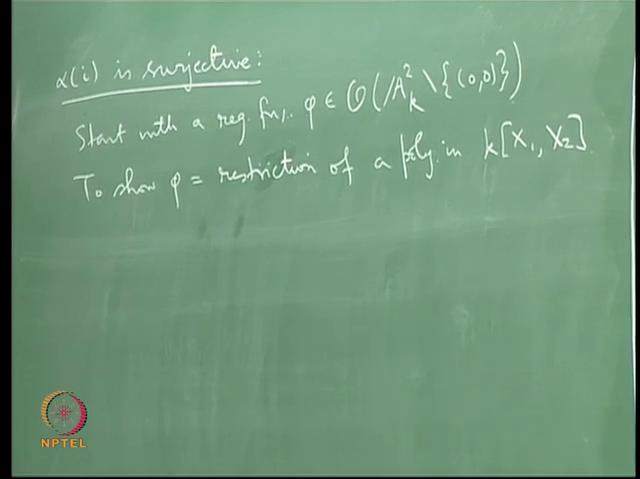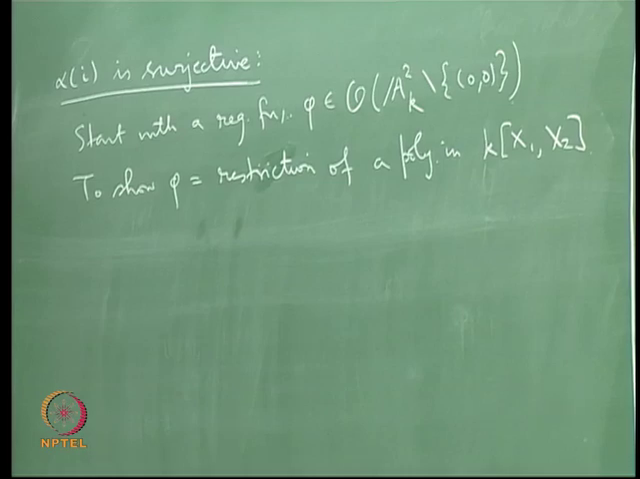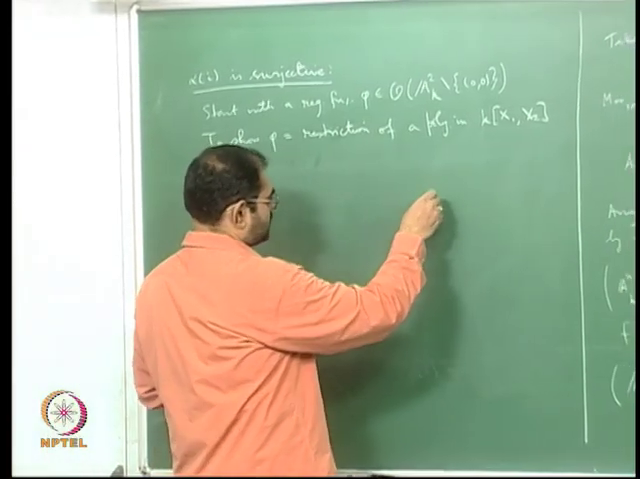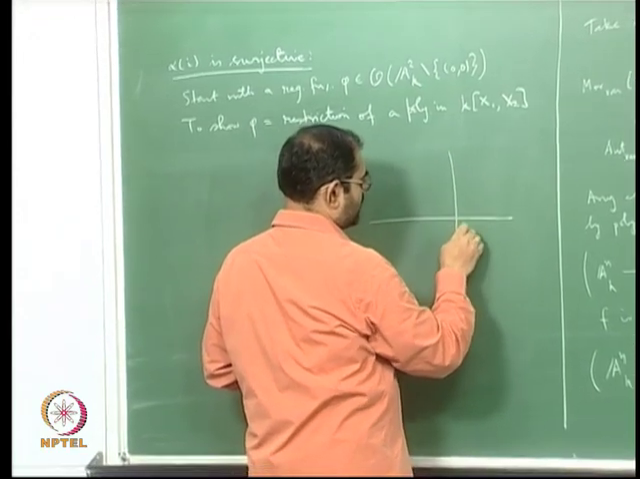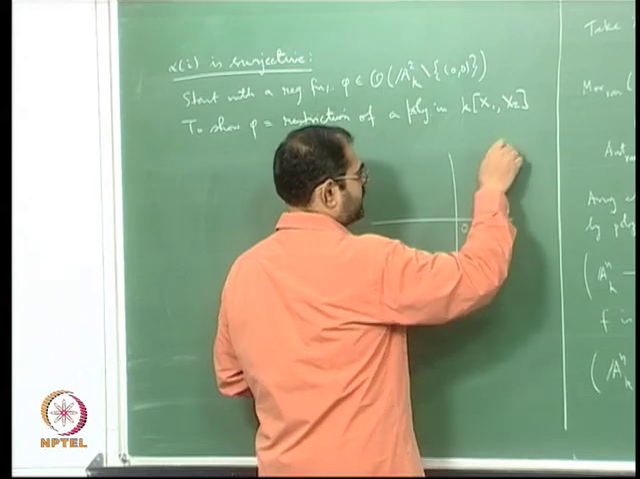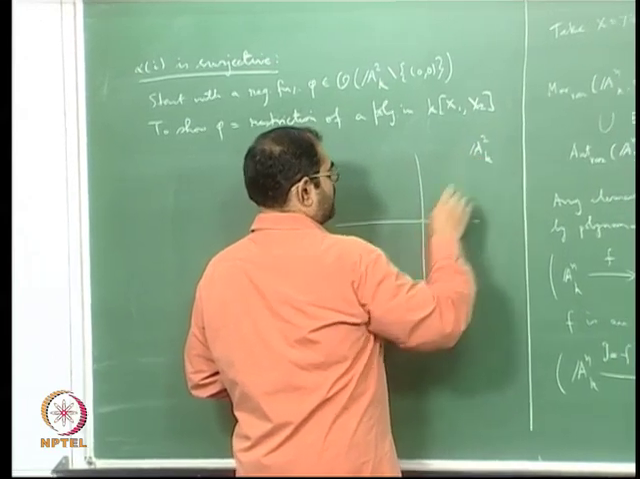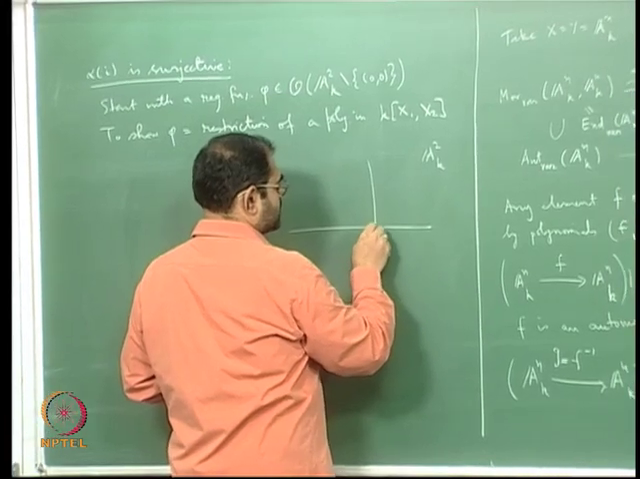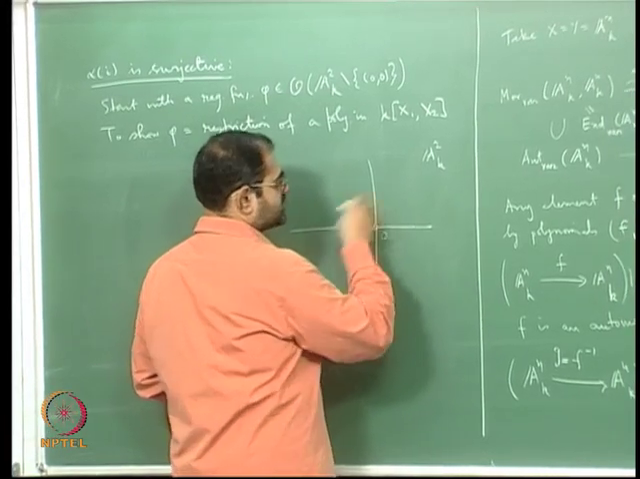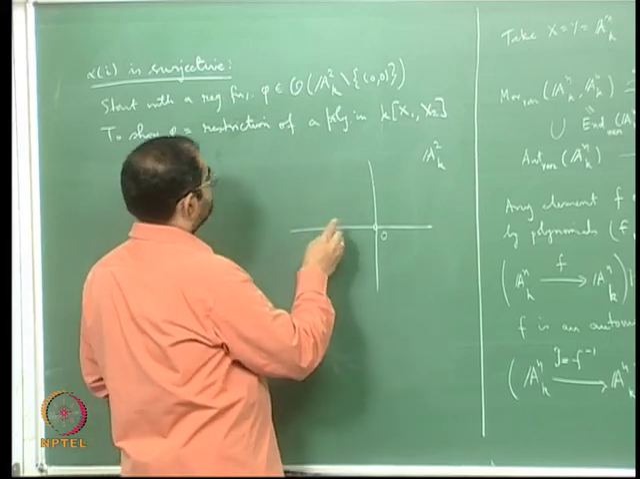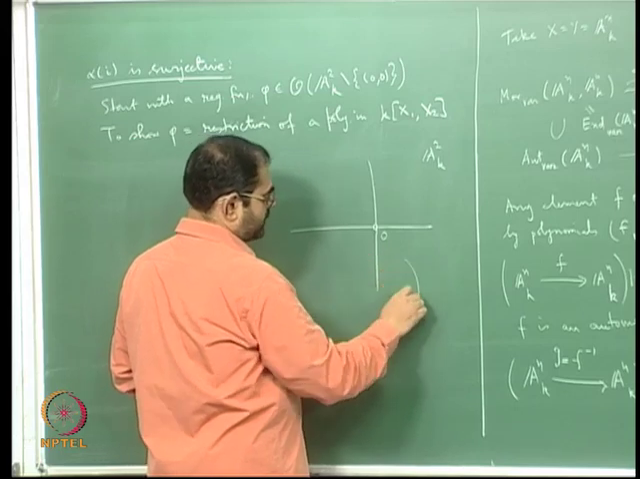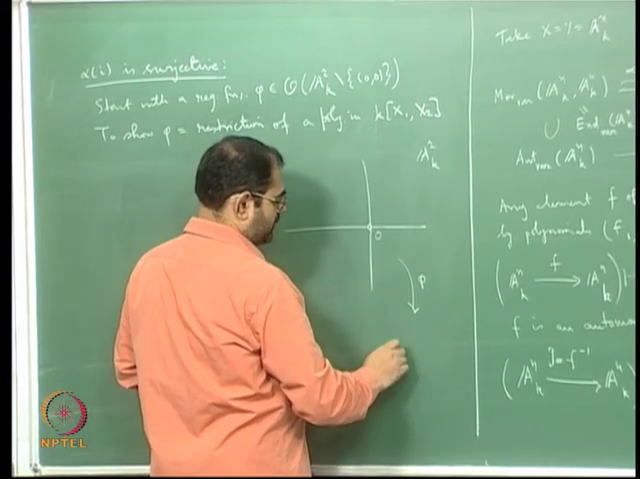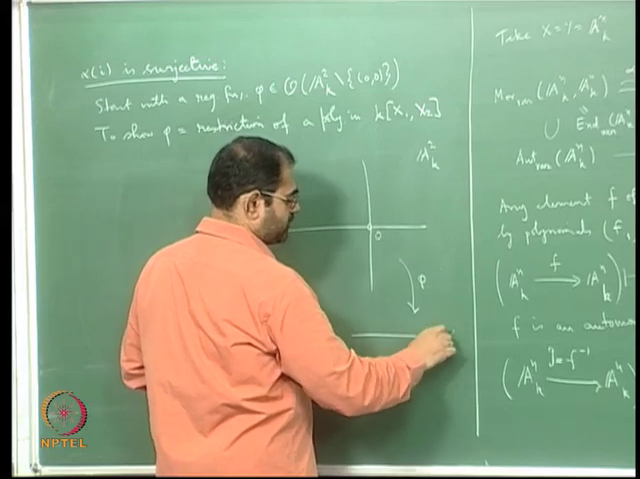Now, so let me draw a diagram. So you have something like this. You have the origin. This is A2 and I have thrown out the origin, so I'll put a circle here. So this is the punctured plane and I have a regular function on this, namely phi, which takes values in A1.